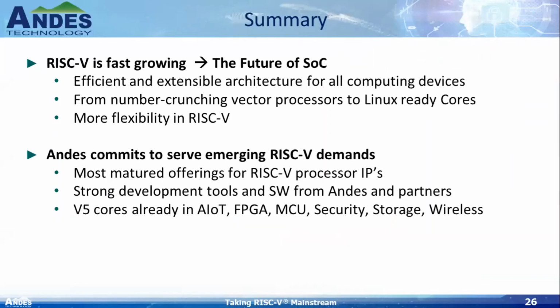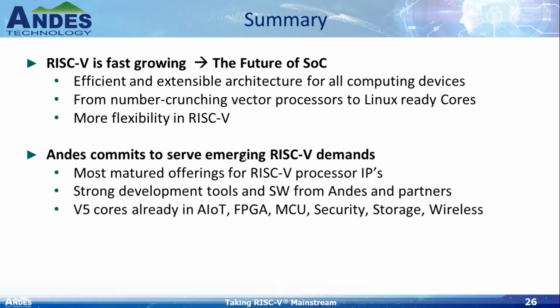That also brings me to the end of my presentation. For the summary, what we are seeing here, and what I also see, is that RISC-V is the fastest growing. We believe it will be the future of SoCs because it's an efficient and extensible architecture for all computing devices. It ranges from very different things like microcontroller units, to number-crunching vector processors, to Linux-ready cores. That really gives you a lot of flexibility to configure RISC-V for your specific use case, for your specific idea, and therefore allows you to have an advantage over others by being very specialized, but still following the standard. And here at Andes, we are committed to serving this emerging RISC-V demand.